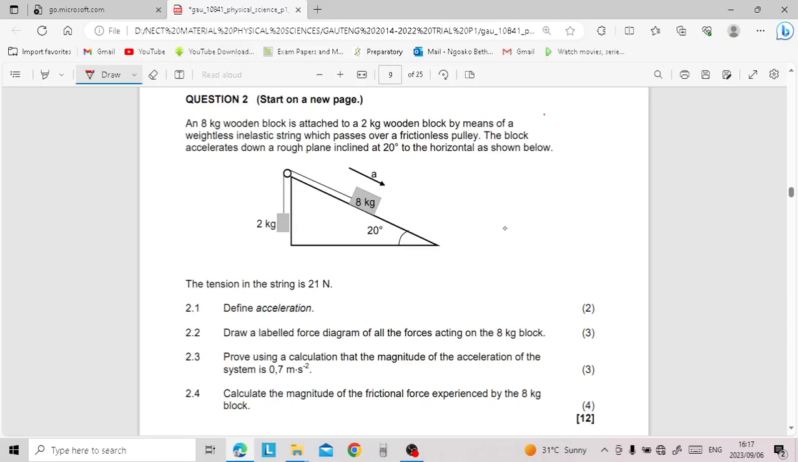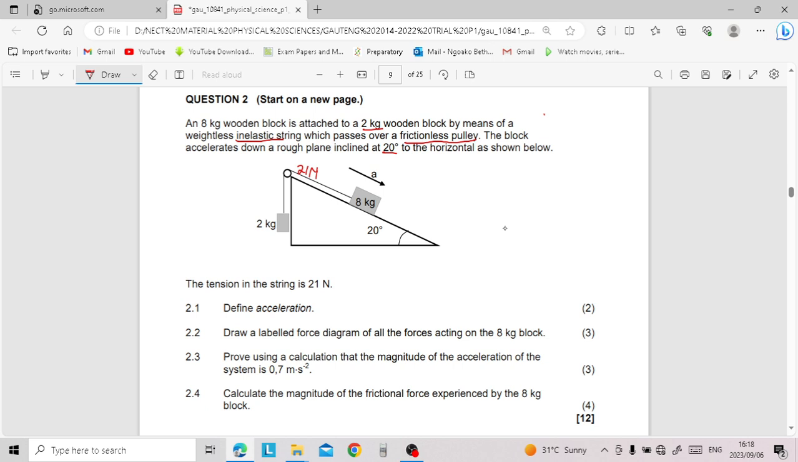An 8 kilogram wooden block is attached to a 2 kg wooden block by means of a weightless inelastic string which passes over a frictionless pulley. The block accelerates down a rough plane inclined 20 degrees to the horizontal, as shown in the diagram below. Right now, the tension in the string is 21 newtons. So, roughly 21 newtons as the tension on the string.